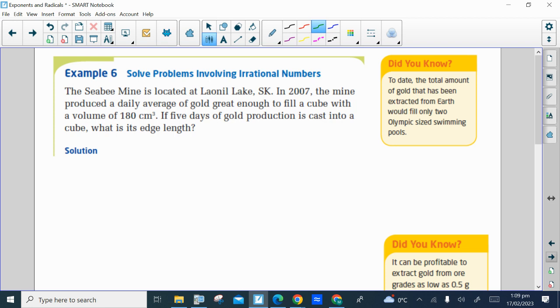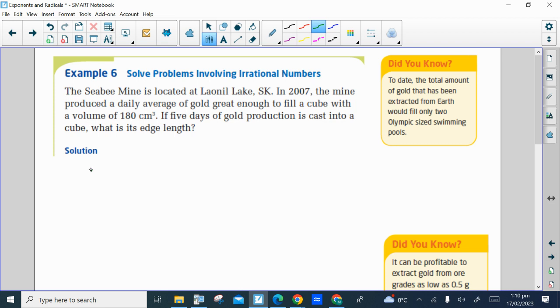Example 6 says a CB mine located in this place in Saskatchewan. In 2007, the mine produced a daily average gold great enough to fill a cube with a volume of 180 cubic centimeters. If 5 days of gold production is cast into the cube, what is the edge length?